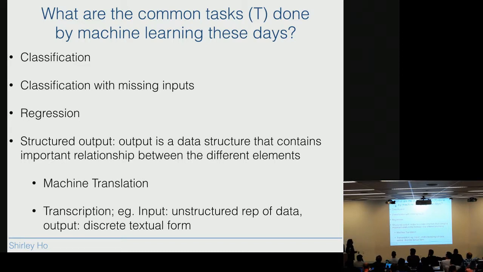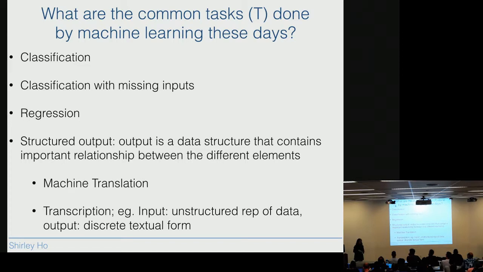Structured outputs. So the output is a data structure that contains important relationships between different elements. So what does that really mean by structured outputs? NLP, natural language processing, is a good example. Machine translation or transcription, where you have unstructured representation data like discrete textual form, where you go basically from voice to text. So that's another example of that.